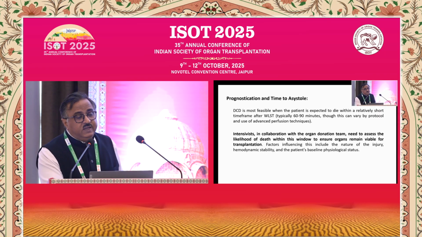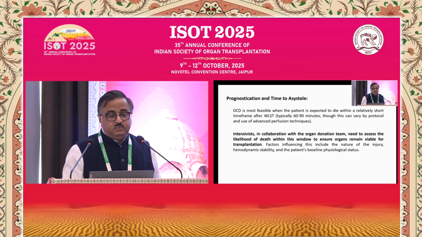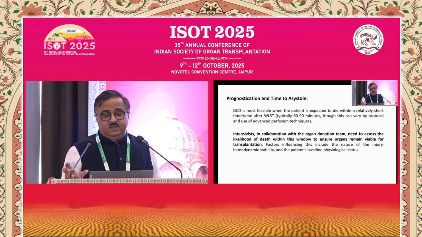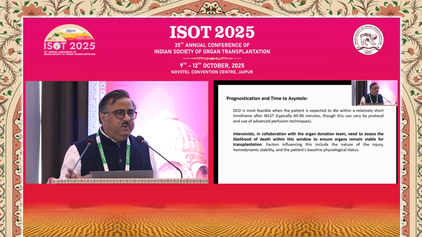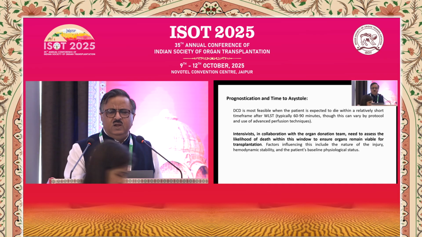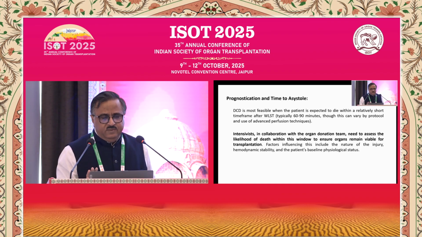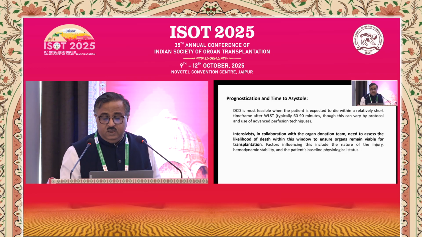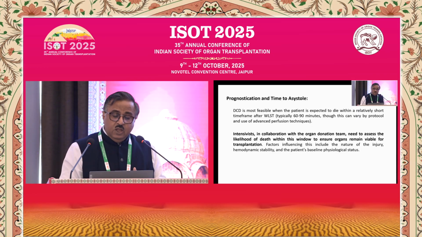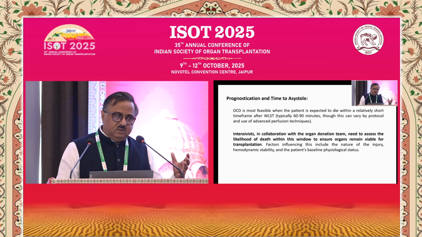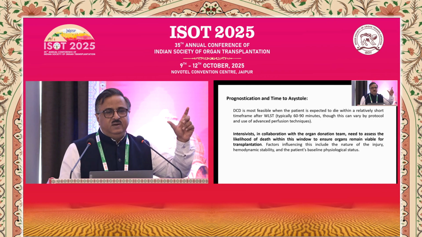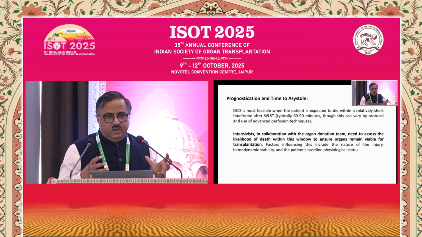Next is prognostication and time to asystole. DCD is most feasible in patients who are expected to die within a relatively short period of time, within 60 to 90 minutes anticipated. You know that in another 1 hour or 1.5 hours, the patient is not going to survive. You have got that feeling. Here, intensivists in collaboration with the organ donation team need to assess the likelihood of death within this window to ensure organs remain viable for transplantation or not. So, as soon as you come to know that the patient has a very limited time period of survival, you need to activate everyone.